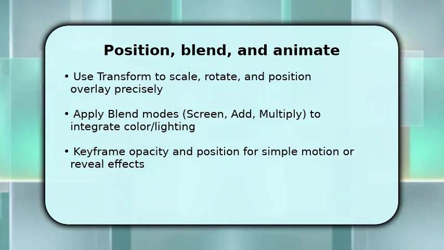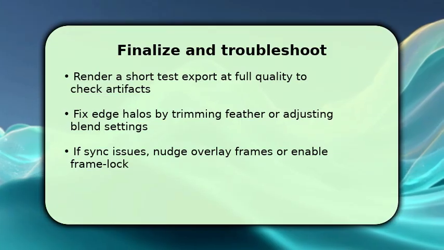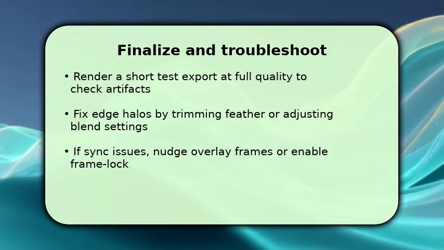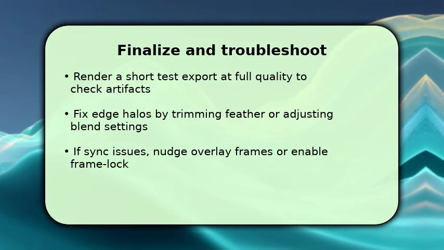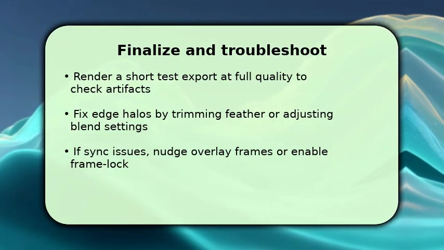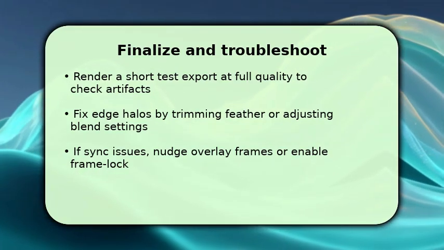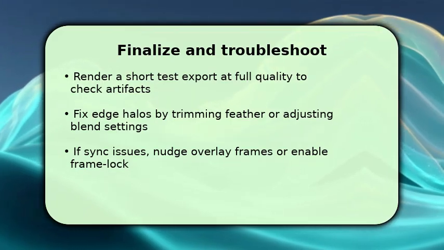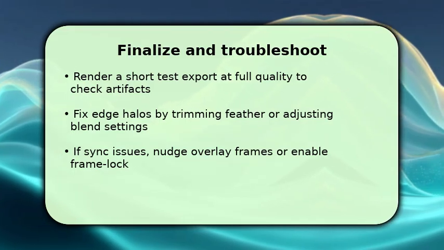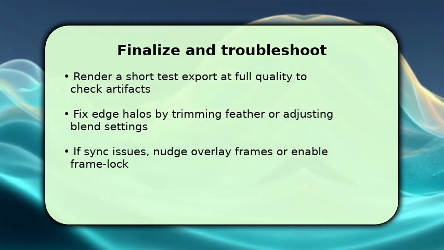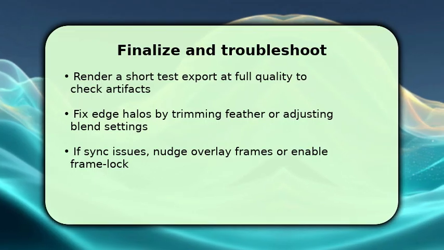Color correct overlays with brightness and saturation so they don't look pasted on. Add subtle blur if needed to match lens. Render a quick test clip to check for compression artifacts or misaligned keyframes. If you see halo edges, reduce feather or switch blend mode. If overlays drift, nudge their keyframes or enable frame lock to maintain sync. Finally, export at your target bitrate and resolution.